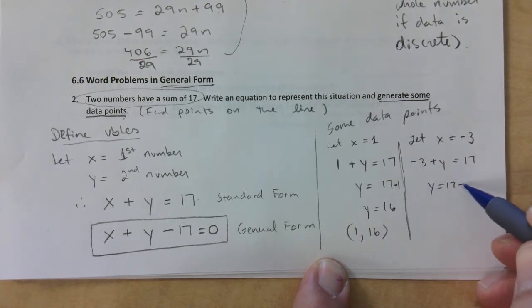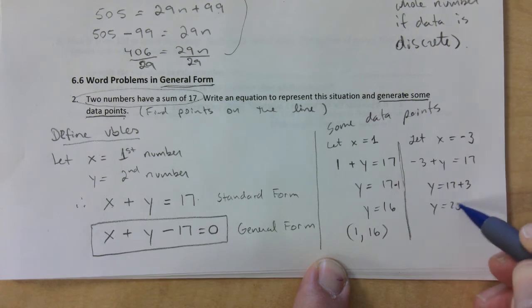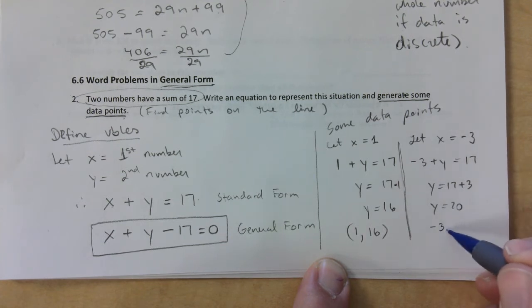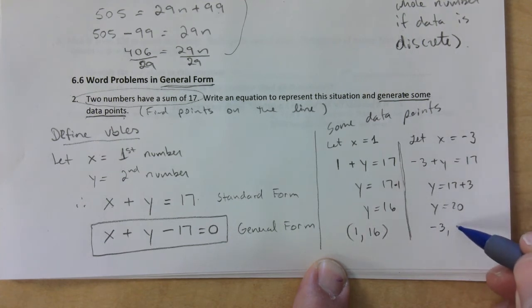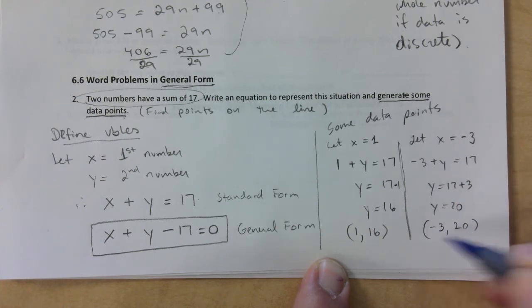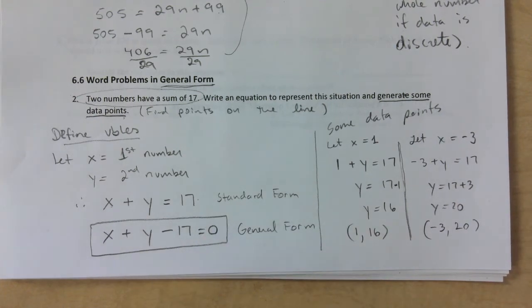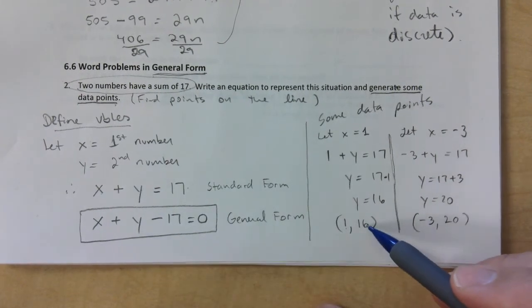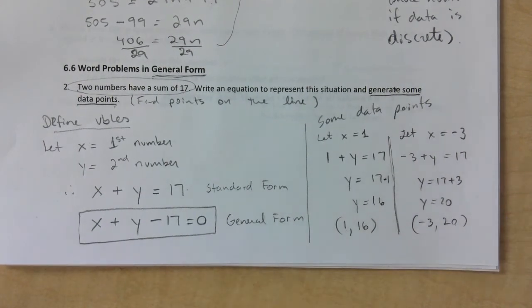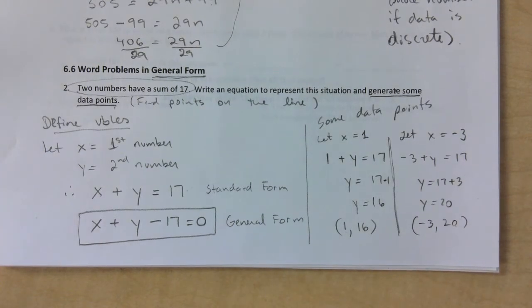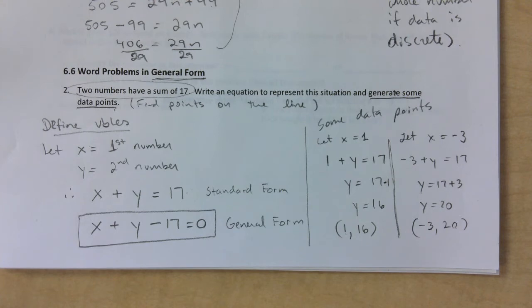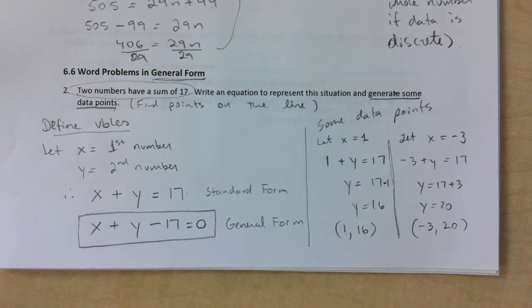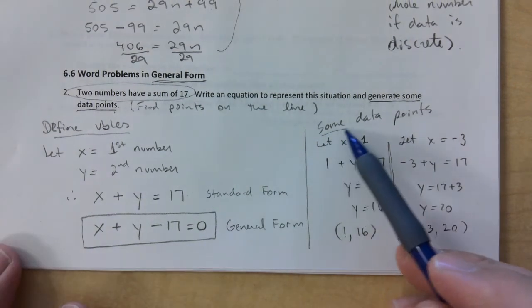Y would be 17 plus 3. Y is equal to 20. So when x is equal to -3, the second number would be 20. Right? First number, second number, first number, second number, and their sum is always going to be 17. So that's how you do general form. And that's how you would generate some data points.